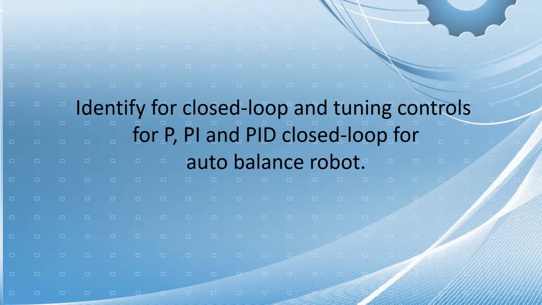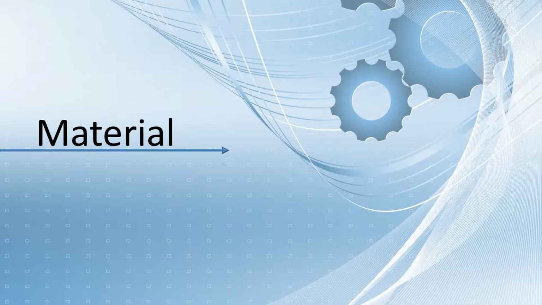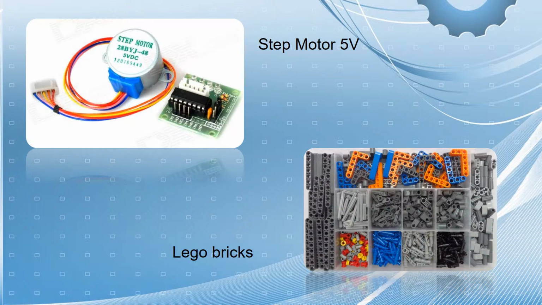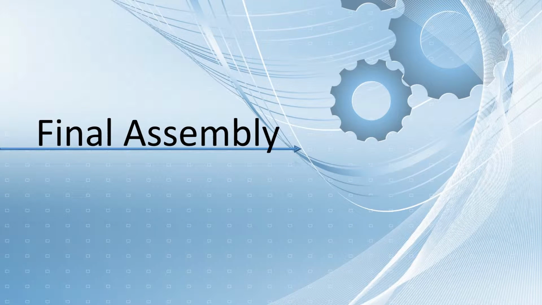Objective: identify for closed loop and tuning controls for PI and PID closed loop for an auto balancing robot. Material: MPU 6050 sensor, Arduino Nano, protoboard, step motor and Lego bricks. Final assembly.